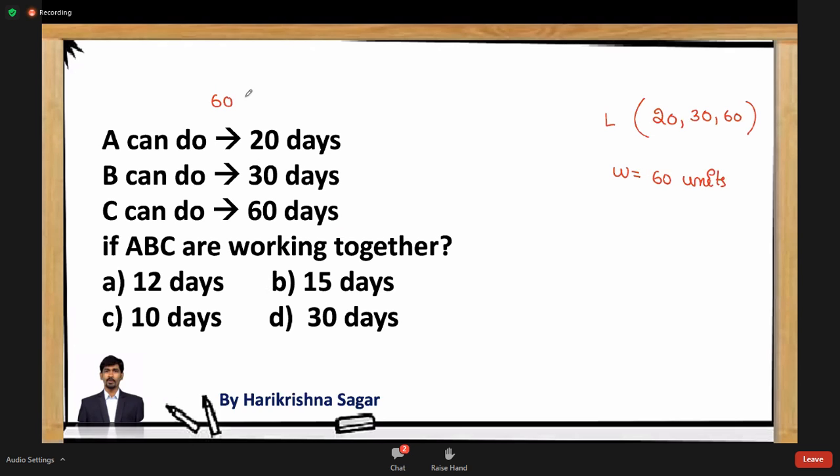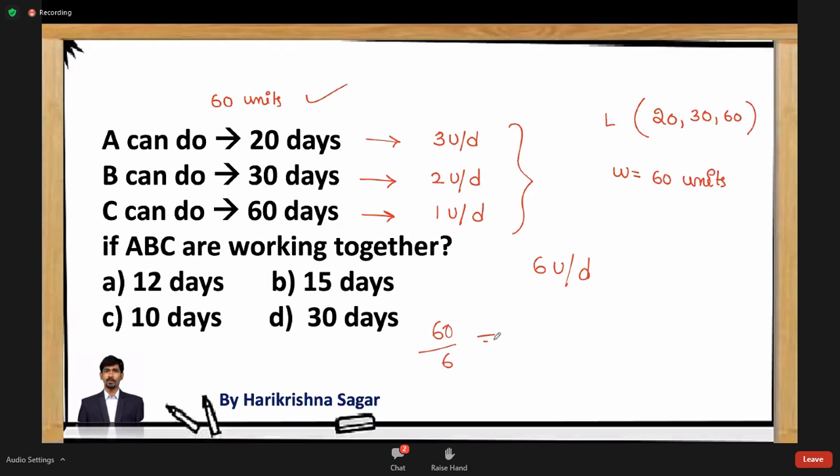Out of 60 units of work, A can do 60 units in 20 days. That means he can finish 3 units in 1 day. B can finish the same 60 units in 30 days. That means he can finish 2 units in 1 day. C can finish 60 units in 60 days. That means he can finish 1 unit in 1 day. If all are working together, they are able to finish 6 units in 1 day. The total 60 units will be done in 60 by 6, that's going to be 10 days of time. So you can mark the answer as option C.